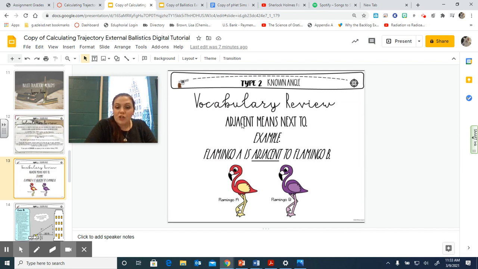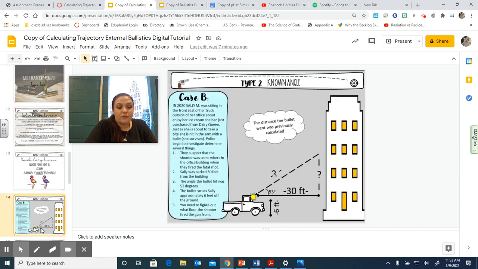All right, so vocabulary review, adjacent means next to. This flamingo is adjacent to flamingo B. So if they say that in a problem, like this was adjacent to this, it's the two sides that are closest to each other, all right?